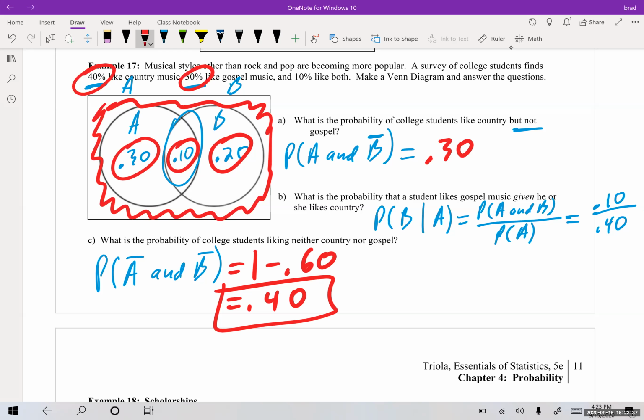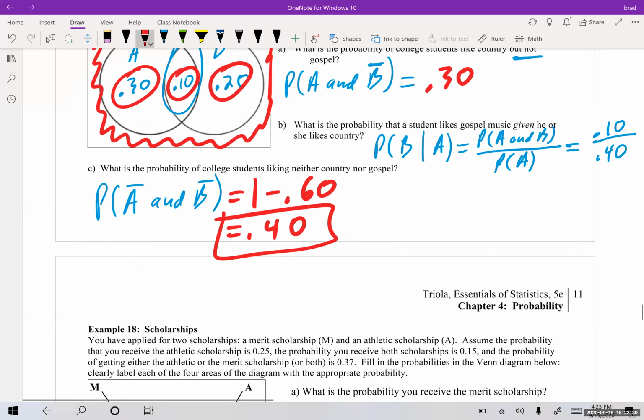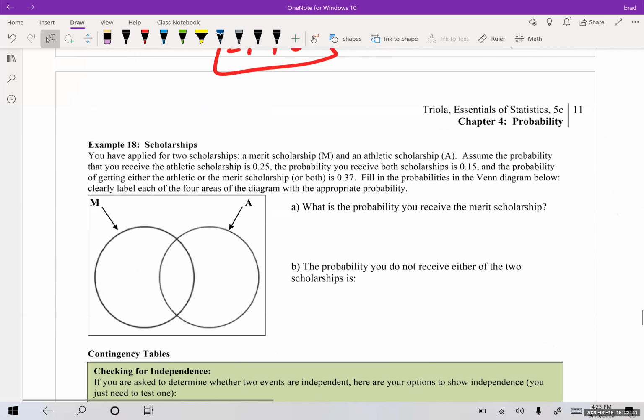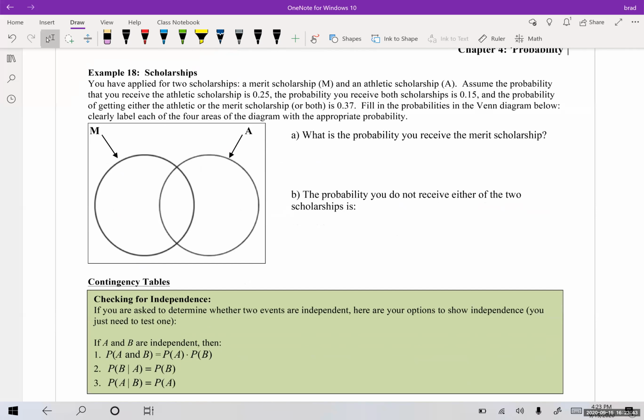So this is how you can use a Venn diagram to save you from writing out work sometimes. Okay, let's take a look at another one. Now, pause the video and try to set this one up. See if you can do this one without me just telling you how to do it.